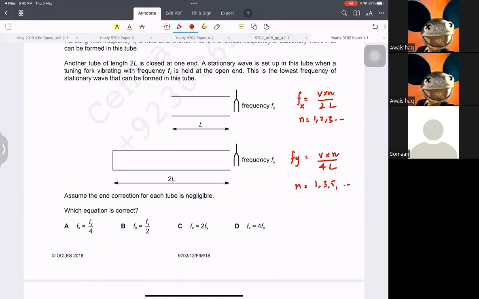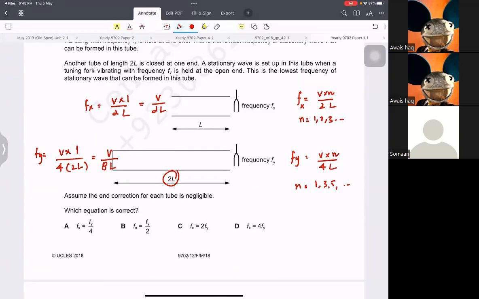So it says lowest frequency. Lowest frequency means N is 1. So Fx will be V times 1 over 2L. And Fy will be V times 1 over 4, but the length is 2L, like this, right? You can see. So this will be V over 2L. This will be V over 8L.